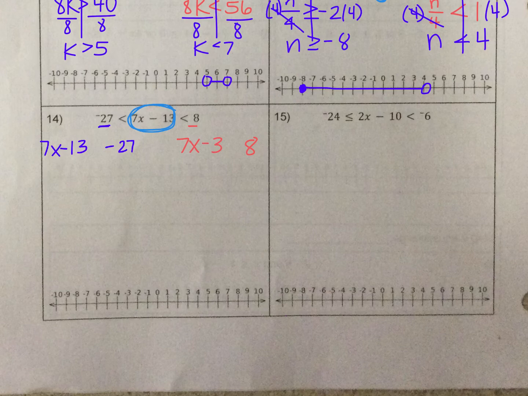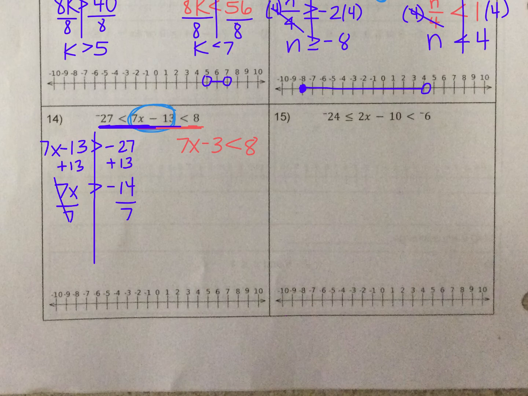7x minus 13. The second problem is written in the same order, so I'm going to copy that less than. This first problem, though, it's been flipped around when we wrote it, so I need to flip my sign. Now I need to solve these. I'm going to add 13. 7x is greater than -14. Then I'm going to divide by 7. X is greater than -2. So I'm going to put an open circle on -2.